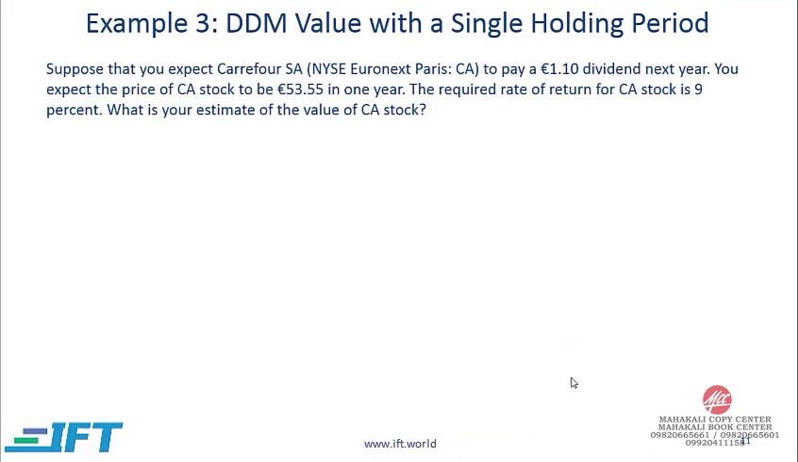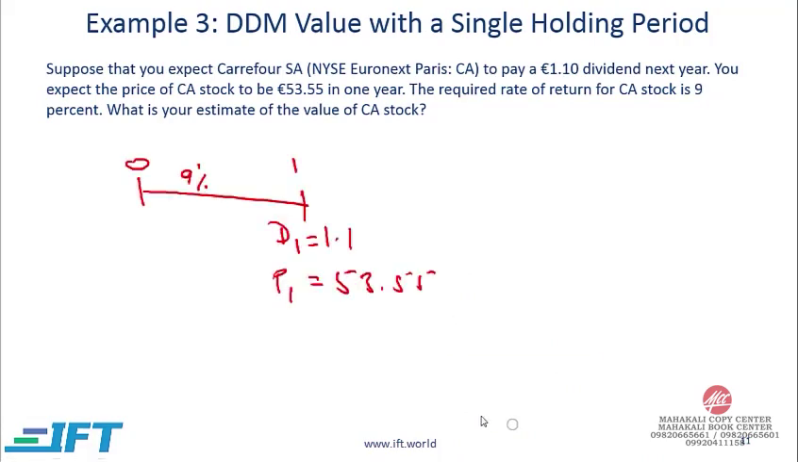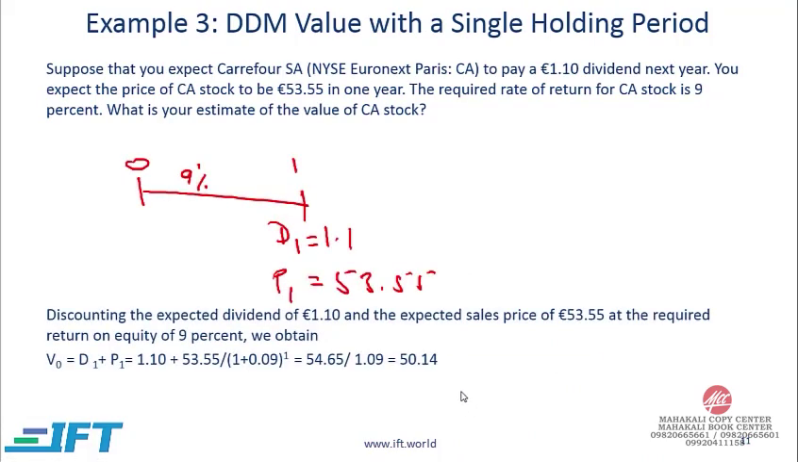As you are warming up, give this a quick shot. So this is fairly straightforward. Here are the 2 cash flows, the dividend and the price at the end of year 1. And you simply discount them back. What you should get is 50.14.